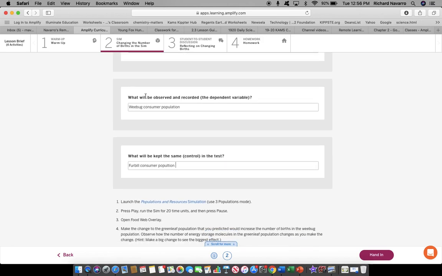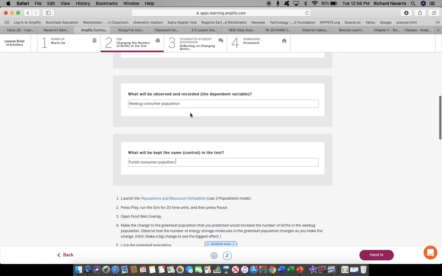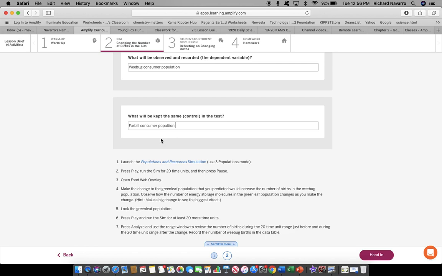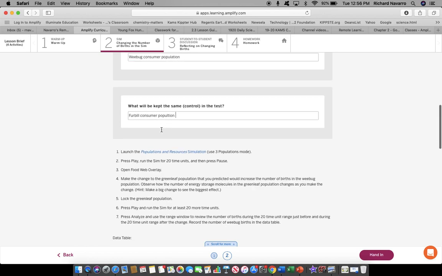What we will observe and record will be the wee bug consumer population, meaning will we see a rise in the number of wee bugs on the simulation. And what will be kept the same, or what are we not messing with? We're not messing with the furble consumer population. The furbles are the things that eat the wee bugs.